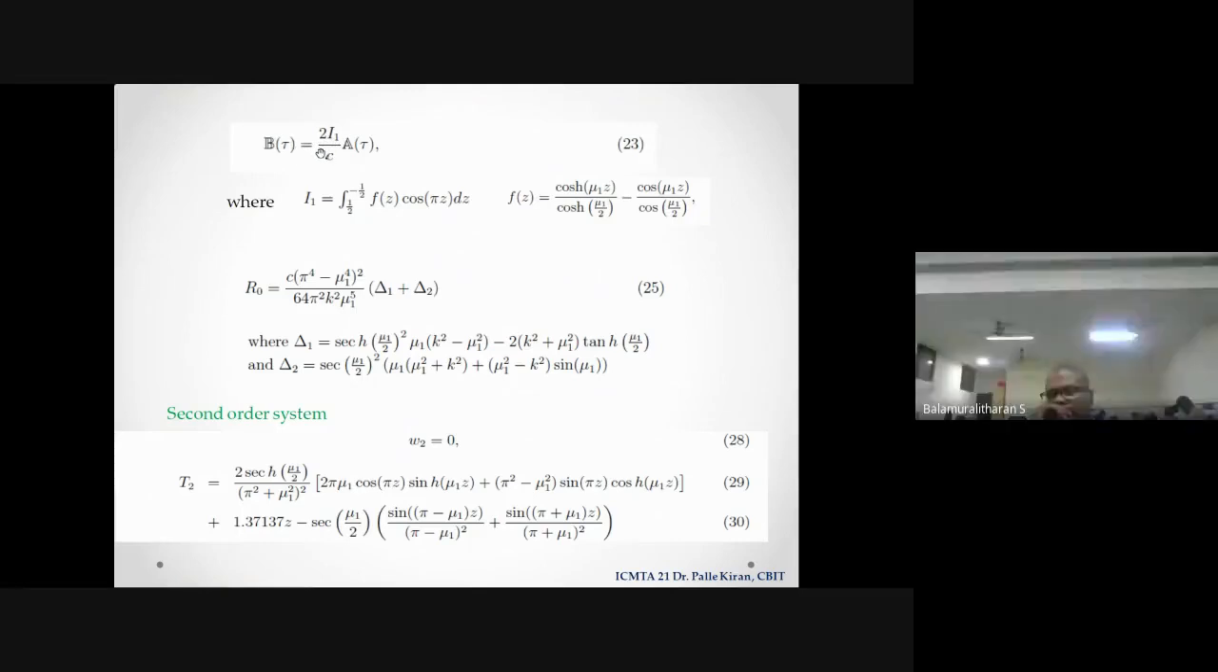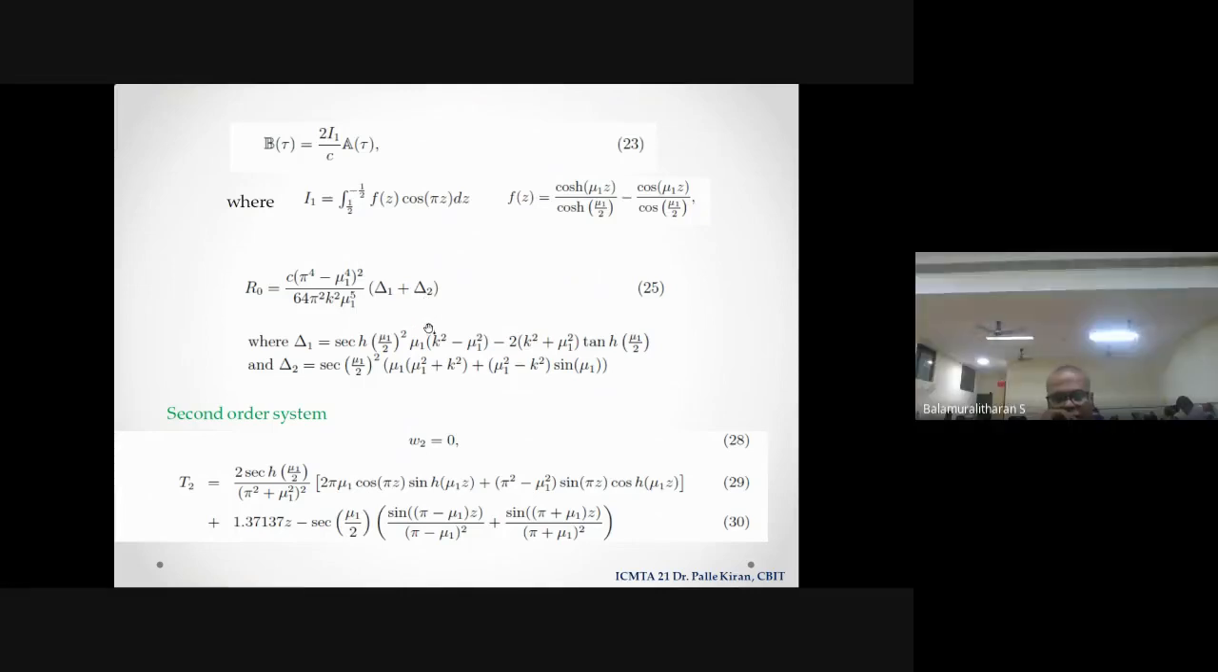Sir, how many terms do you take? The Galerkin method? Generally, up to 3 terms. Up to 3 terms we have taken, and we have simplified the problem.